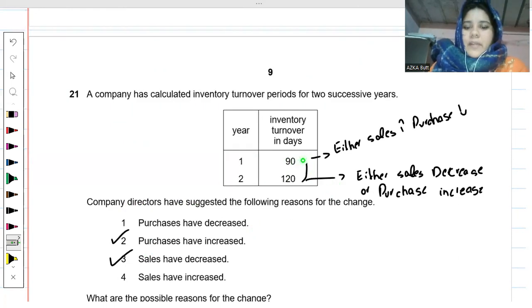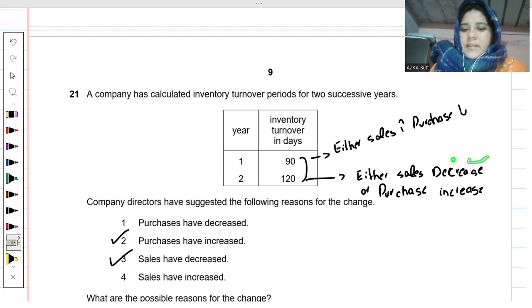So when it was 90, two things could have happened. Maybe either sales were increasing, so we were ordering more inventory and selling it more. The other thing that can happen is that our purchases were lower. So that's the reason that maybe our inventory turnover days was 90. But now, as you can see, it has increased by 30 days.